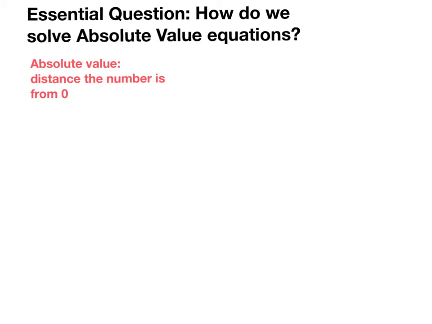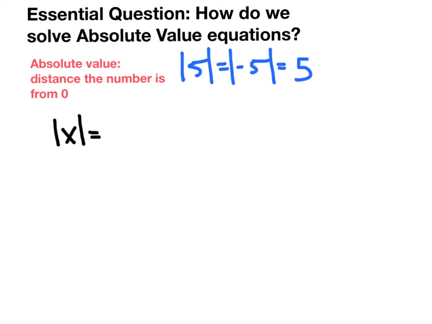So if we think about the numbers 5 and -5, these have the same absolute value because they're both 5 units away from 0. The absolute value of 5 is equal to the absolute value of -5, and it's all equal to 5. So before we get into this, let's consider the absolute value of x equals 3. Well, x could either be +3 or x could be -3, because both of those are 3 units away from 0.